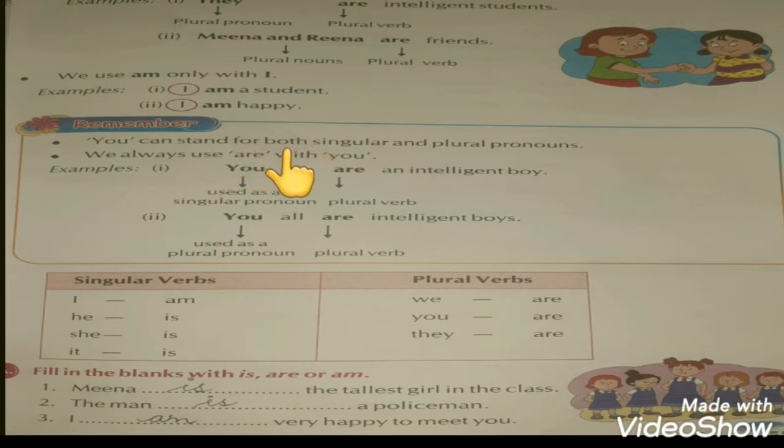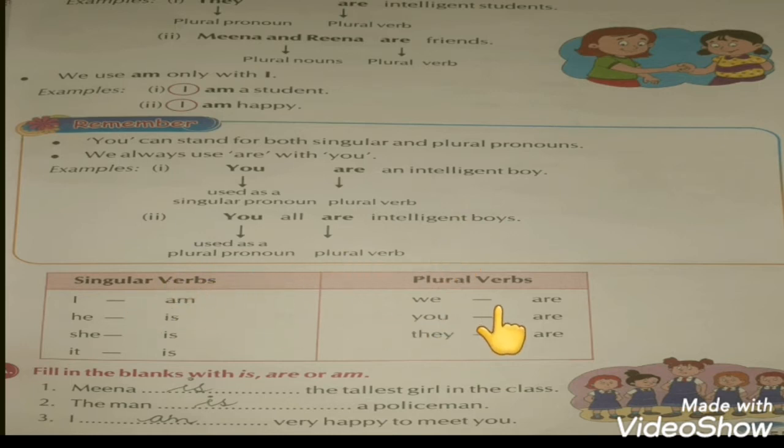You can stand for both singular and plural pronouns. So students, you is the word which stands for both singular as well as plural. So with you as a singular pronoun we use are, and with you as a plural pronoun we also use are as a plural verb. So with both of them we use are, which is the plural verb.